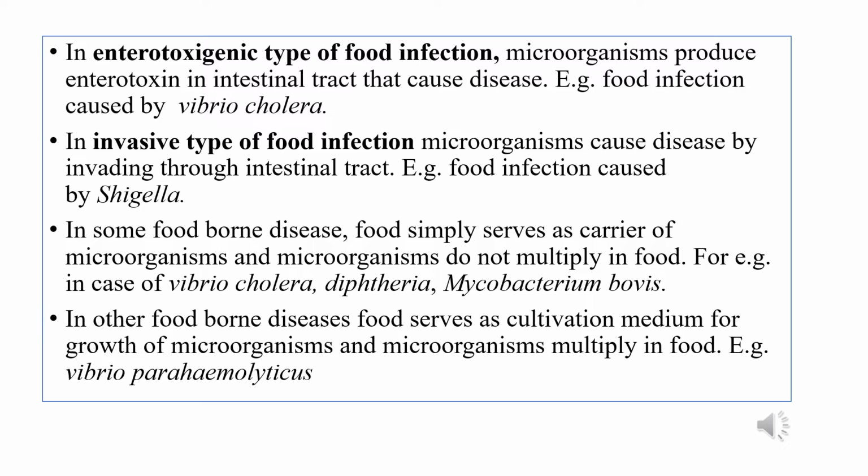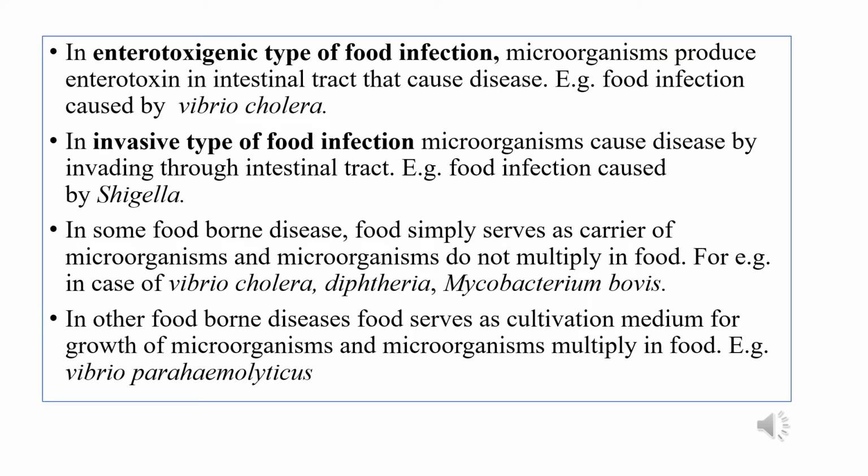An example of the enterotoxigenic type is a food infection caused by Vibrio cholerae. When these bacteria enter the intestinal tract, they enter with a toxic chemical which is bad for human beings. As a result, it causes a food infection.